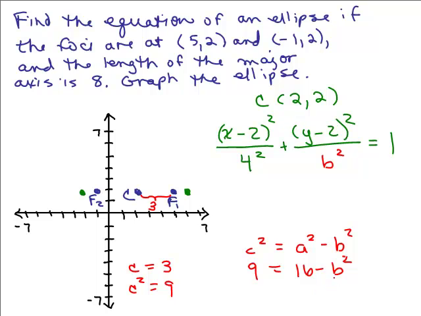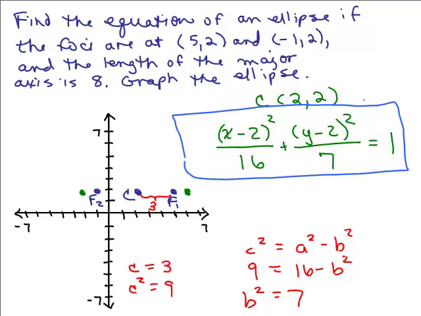So we need to solve that equation. I'm just going to add b squared to both sides and subtract 9 from both sides. And b squared is all I need to know. So I can now replace this b squared with 7. Same thing here. Instead of writing 4 squared, how about I just write 16? So we're done with the equation. We have the equation.